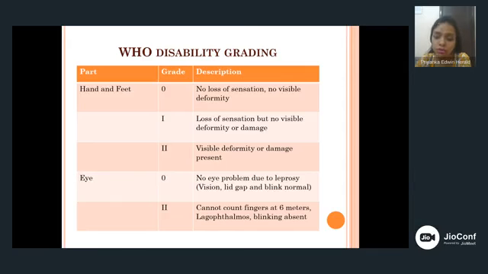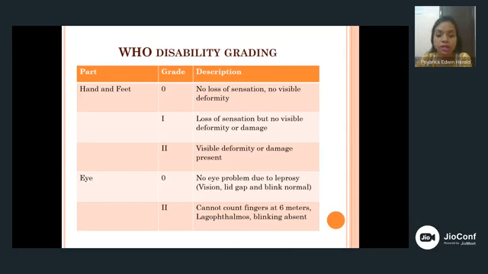And if there is loss of sensation but there is no visible deformity or damage, only loss of sensation, then that patient comes under grade 1. But if the patient has any of the previous deformities which we have seen or any damage present, then that patient comes under grade 2, which is a very bad condition. And for eye, there are only 2 gradings, 0 and 2. If there is no eye problem, vision is normal, there is no lid gap, blinking is normal, then that patient comes under grade 0.